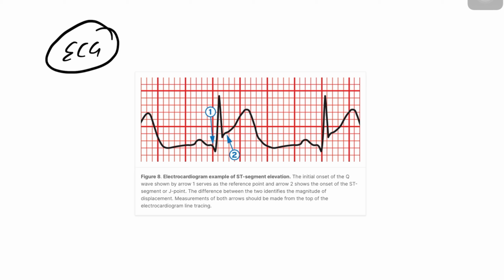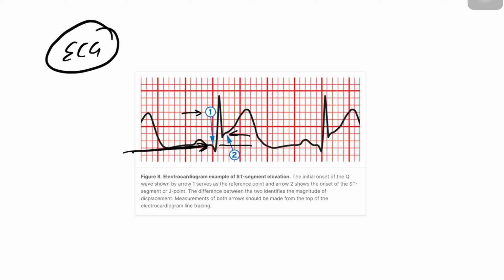Before learning the ECG changes, we must know how to read an ECG, or from where to measure the ST elevation. To measure the ST elevation, first of all we have to know the baseline. This one written here is known as the baseline. Baseline means the initiation of the Q wave is the baseline for measuring ST elevation. From this baseline we have to measure, and for example in this case it is to here.